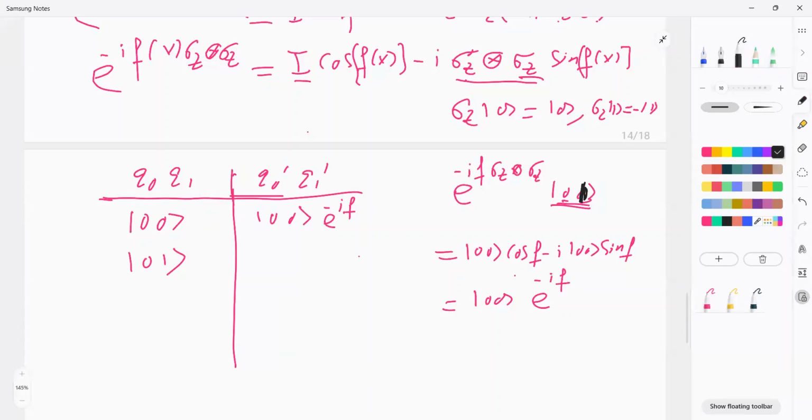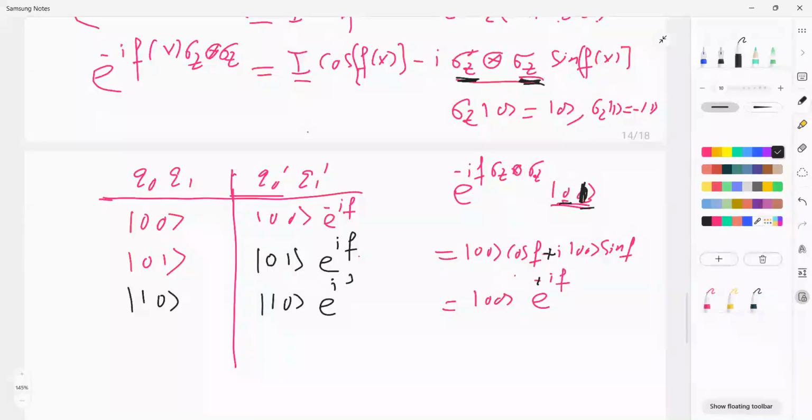this is 1. In that case, I'll get a plus 1 when I apply the sigma z on 0. But when the second sigma z is applied on 1, I get a minus sign. So this becomes plus, so this becomes iota. So for 0 1, we get 0 1 exponential plus iota f. And similarly, when the input is 1 0, there is only one 1, so we get a minus sign only once. So the sign flips. So we get exponential minus, 0 0 iota f.